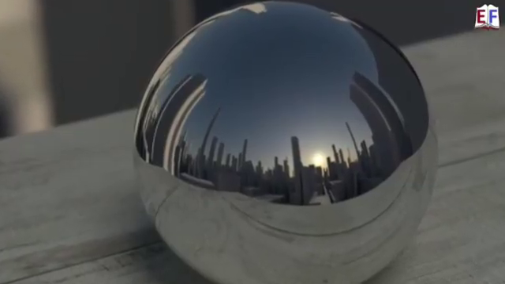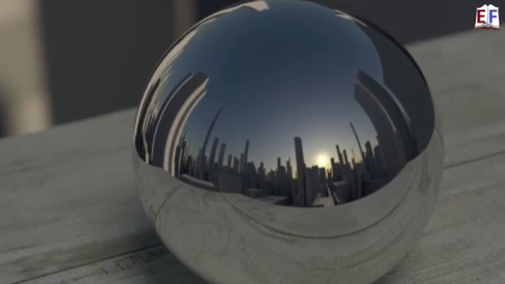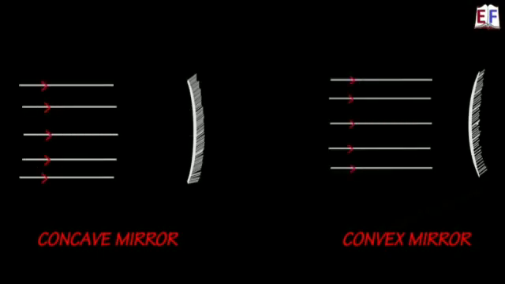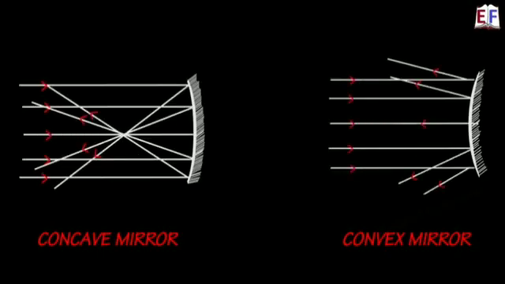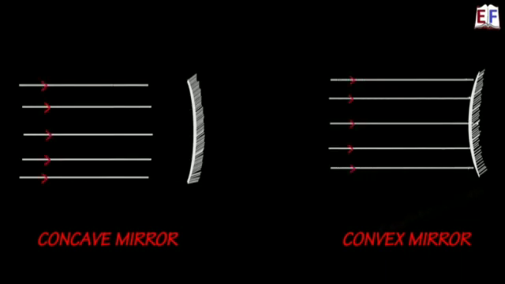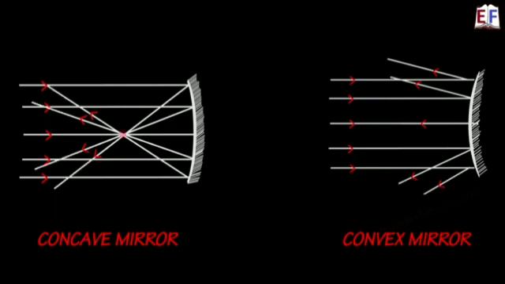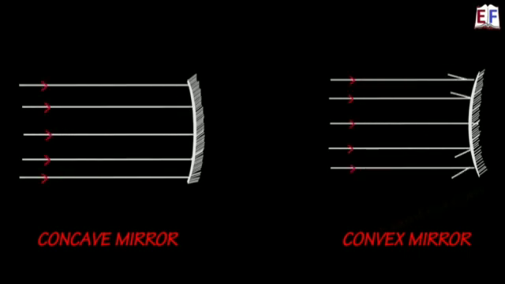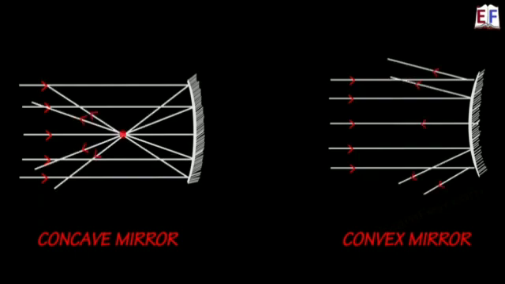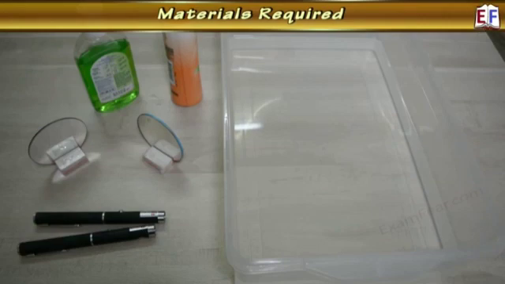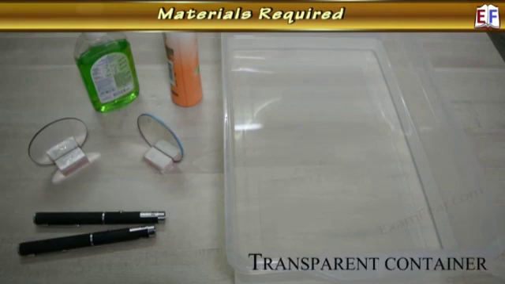Yes, we were talking about the spherical mirrors. Concave mirrors are called converging mirrors and convex mirrors are called diverging mirrors. Why? See, observe the ray diagrams. A parallel beam of rays coming from any source falls on the concave mirror. After reflection, all the reflected rays meet at a point. So that is converging. Let us understand this more clearly by doing this experiment.